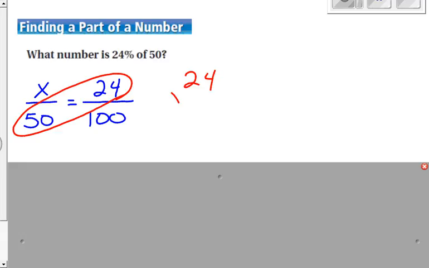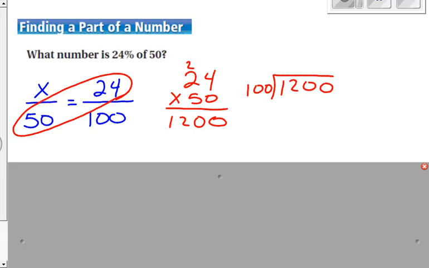24 times 50. 5 times 4 is 20, so we get 1200. 1200 divided by 100 gives, take off my 2 zeros, and we get 12.